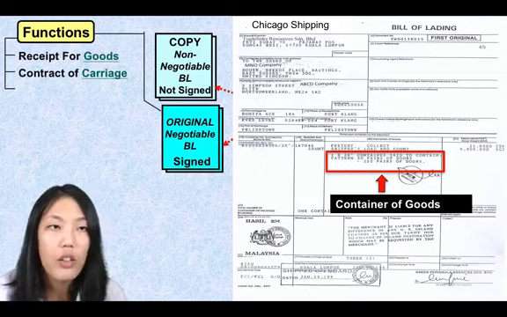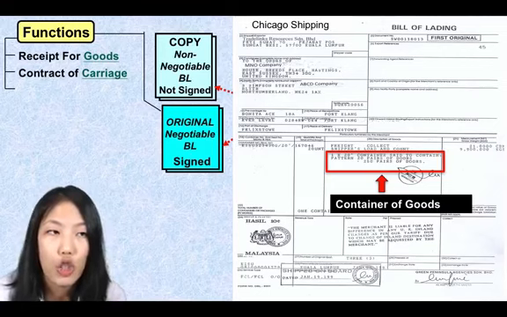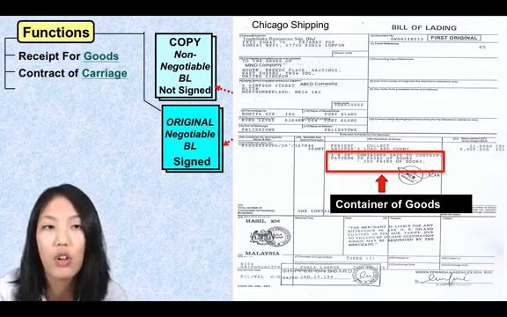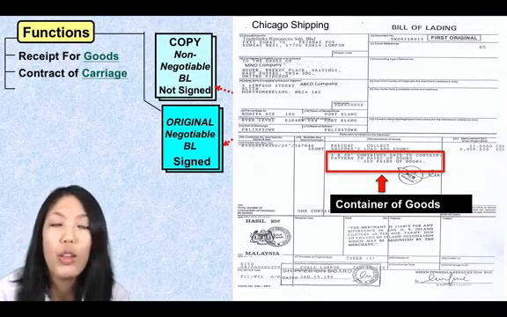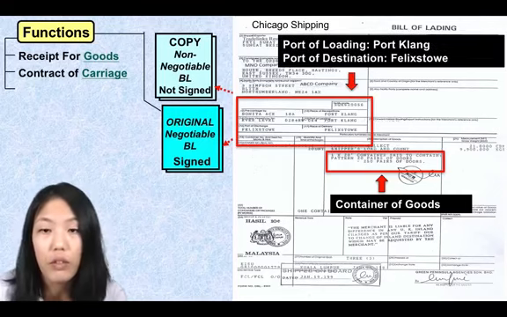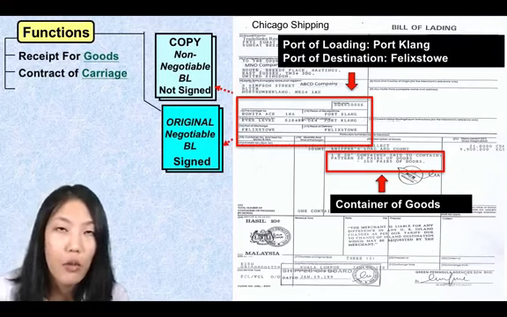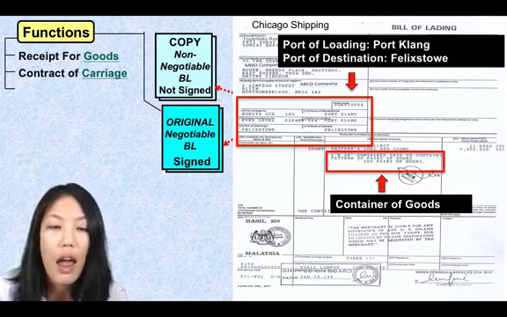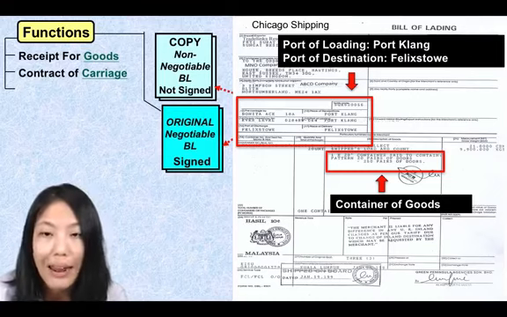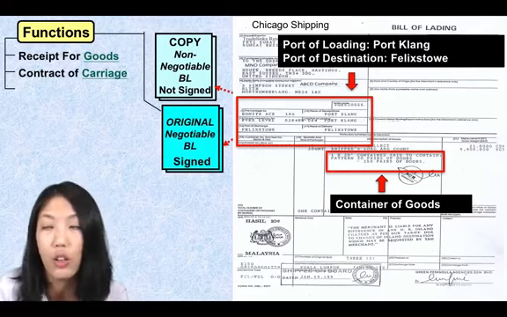The bill of lading is a contract between a shipper and the carrier. It outlines the shipping method and terms for transporting the goods from origin to its destination as per the terms of the sales contract signed between the buyer and the seller. As you can see in this bill of lading, this particular red box highlighted is the evidence of contract of carriage from the port of loading in Port Klang to the port of destination in Felixstowe.